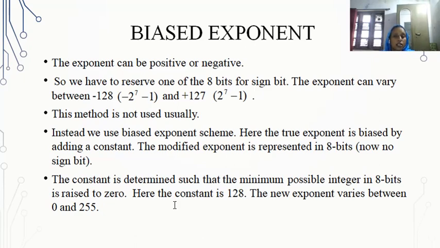In the biased exponent representation, the exponent varies from 0 to 255. In this case, there is no need for a sign bit because we use the biased exponent. Okay, so we move on to the next slide.